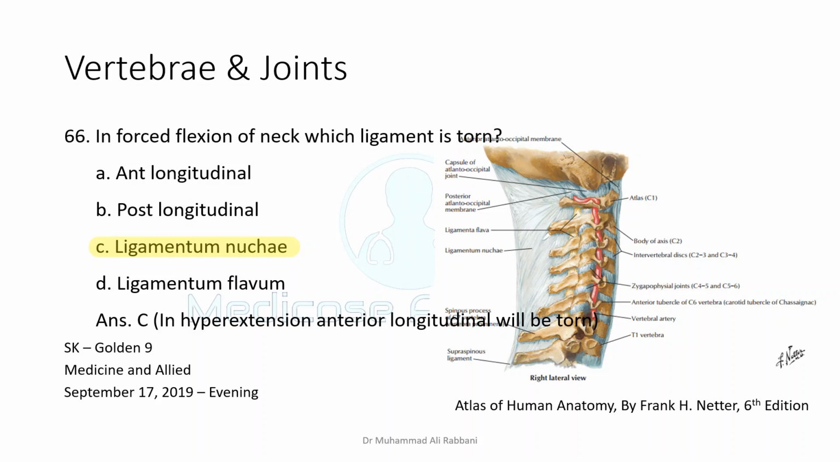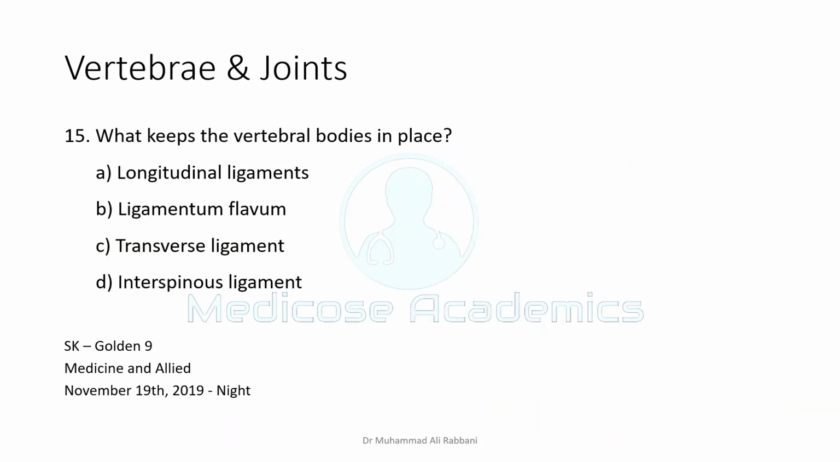And if you go for hyperextension, if you move the head to the back, the most anterior ligament, the anterior longitudinal ligament, which keeps the vertebral bodies in place, may be involved and torn. So I have a little objection for this question.